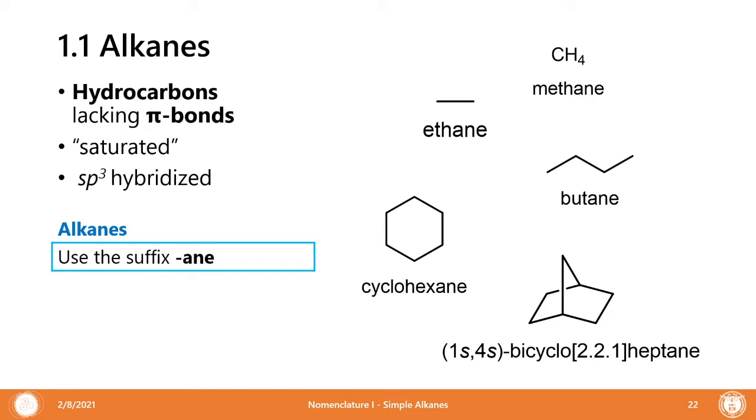Okay, so for this portion, we start with the alkanes. Alkanes are generally hydrocarbons lacking pi bonds. They are termed saturated because they have the maximum number of hydrogen atoms, and they are sp3 hybridized, meaning that they consist mostly of single bonded carbons. Alkanes use the suffix -ane, and here are some examples: methane, ethane, butane, cyclohexane, and bicycloheptane.